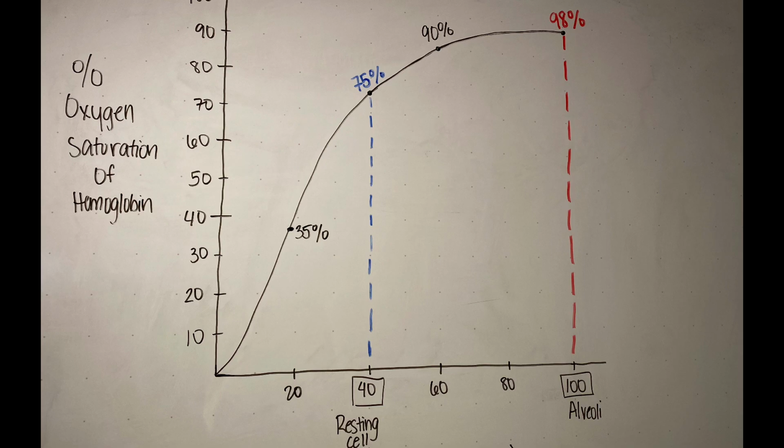But after 60, the curve becomes steeper. So this means that for every point that the PO2 drops below 60 millimeters of mercury, there is a greater impact on the percent saturation of hemoglobin.